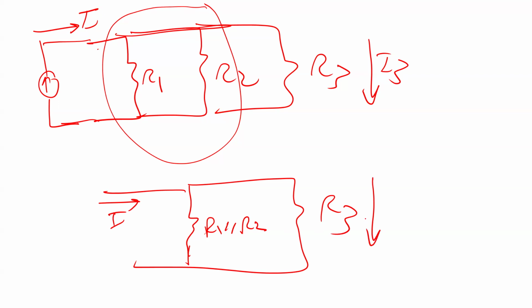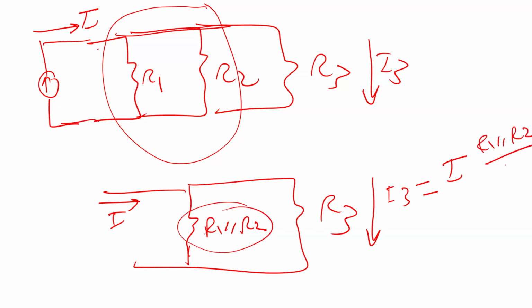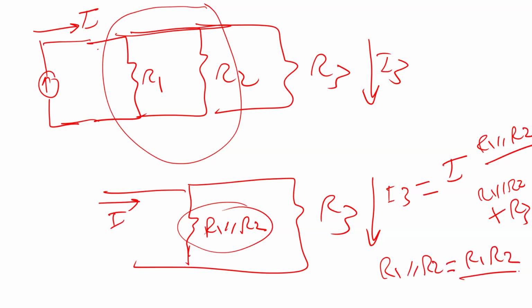In this case, I can use the easy formula for two resistors. So I3 is equal to I multiplied by the other resistors, which is R1 parallel R2, divided by R1 parallel with R2 plus R3. And you know R1 parallel with R2 is R1 times R2 divided by R1 plus R2. This is one way. You may not like it, but there's another way I'm going to explain.